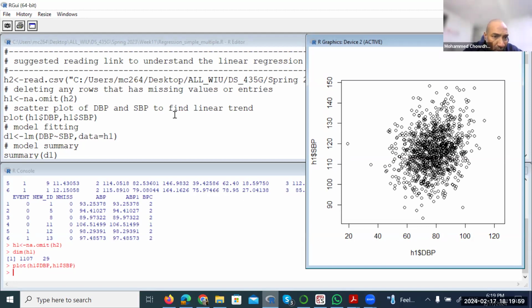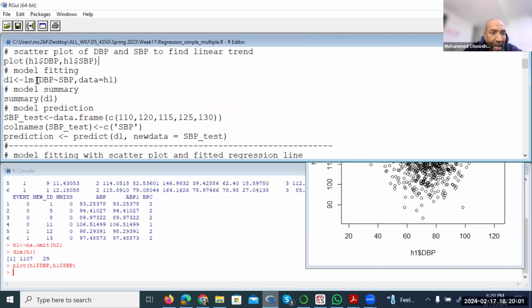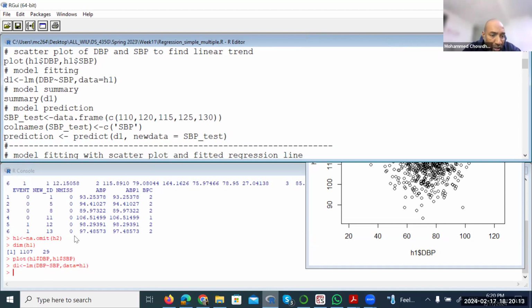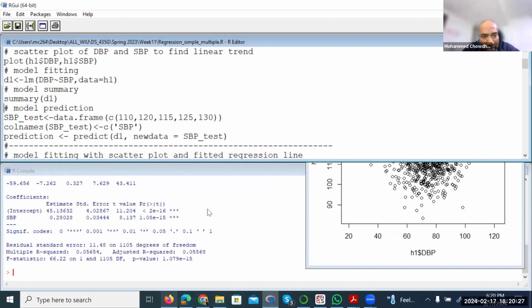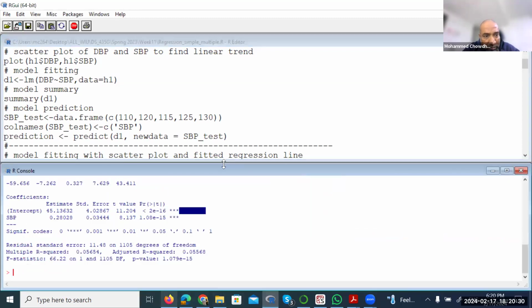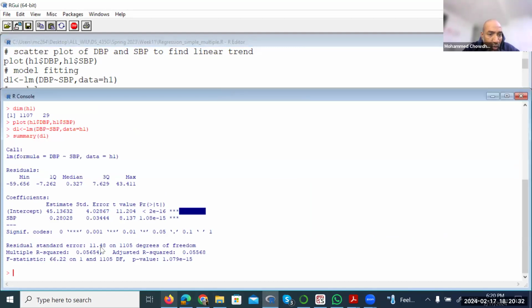So the first thing I'm doing, this is the R code written as D1 <- lm(DBP ~ SBP, data = H1). If I run this, we get the linear regression output, which we denote as D1. And now I want to take a look at the summary of this output. So here is the summary of the D1. When I write the summary, we get these things.